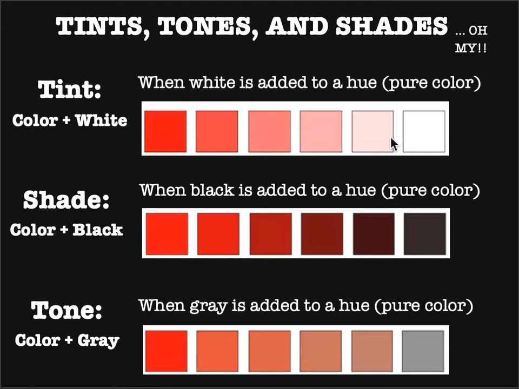Tone is simply adding gray. How do you make gray? Add a little bit of white, add a little bit of black, make a tone. If you want to make something more dull, you want to remove some of that intensity, then you're going to add gray to it, and it's just going to become a less vibrant and less saturated color.